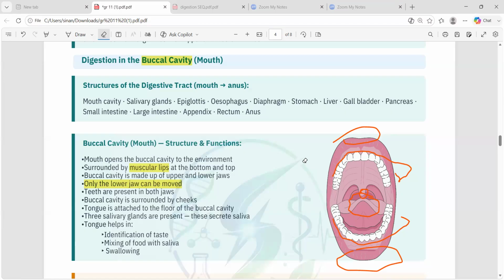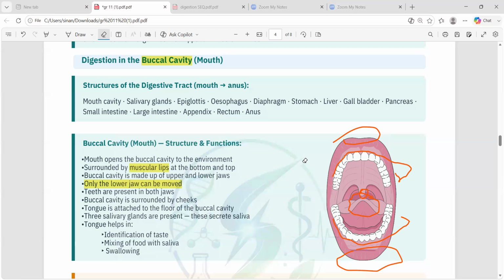Okay. Now answer the questions. Tell me, which jaw can be moved? Which jaw is movable? Everyone has to answer. I want the answer from everyone. Okay, others. Which jaw is movable? Very good. It's the lower jaw. The lower jaw is the movable one.